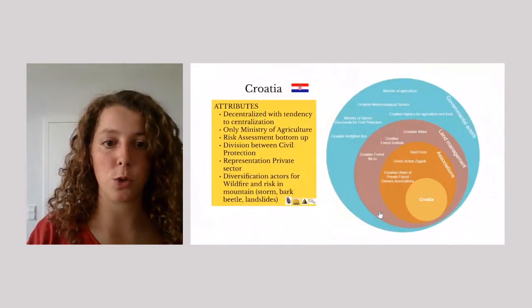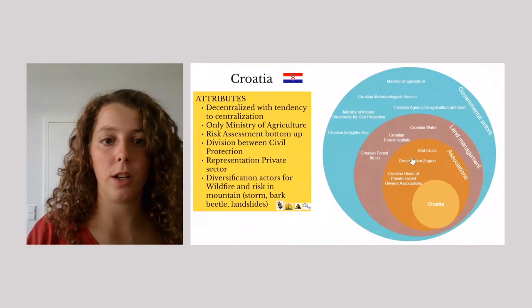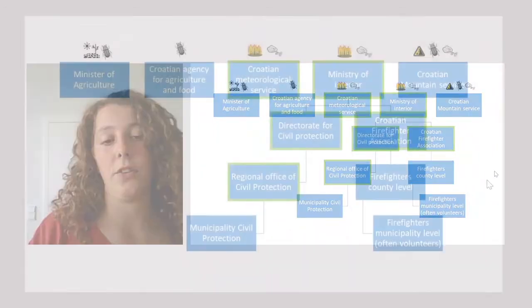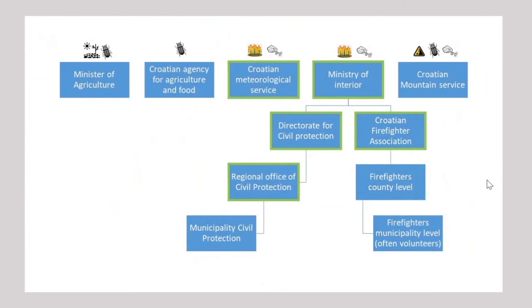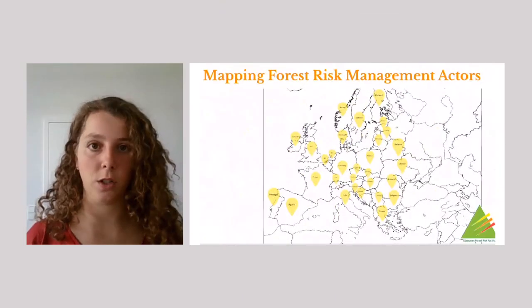So for instance, we can also see Croatia, how it is organized to face these disturbances. And we can see again the map of stakeholders and the organizational chart. With this research, we want to provide an overview of integrated forest risk management actors and stakeholders.